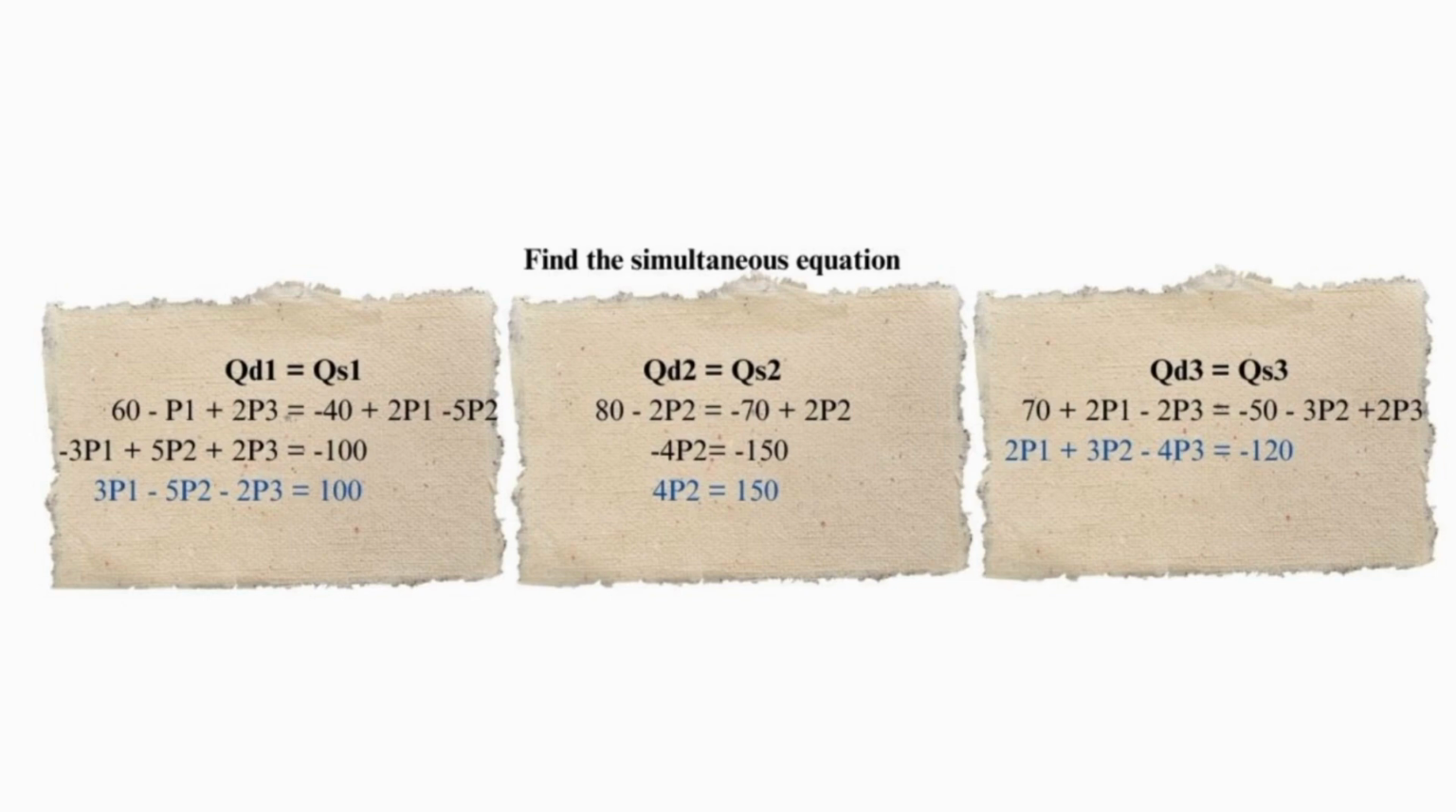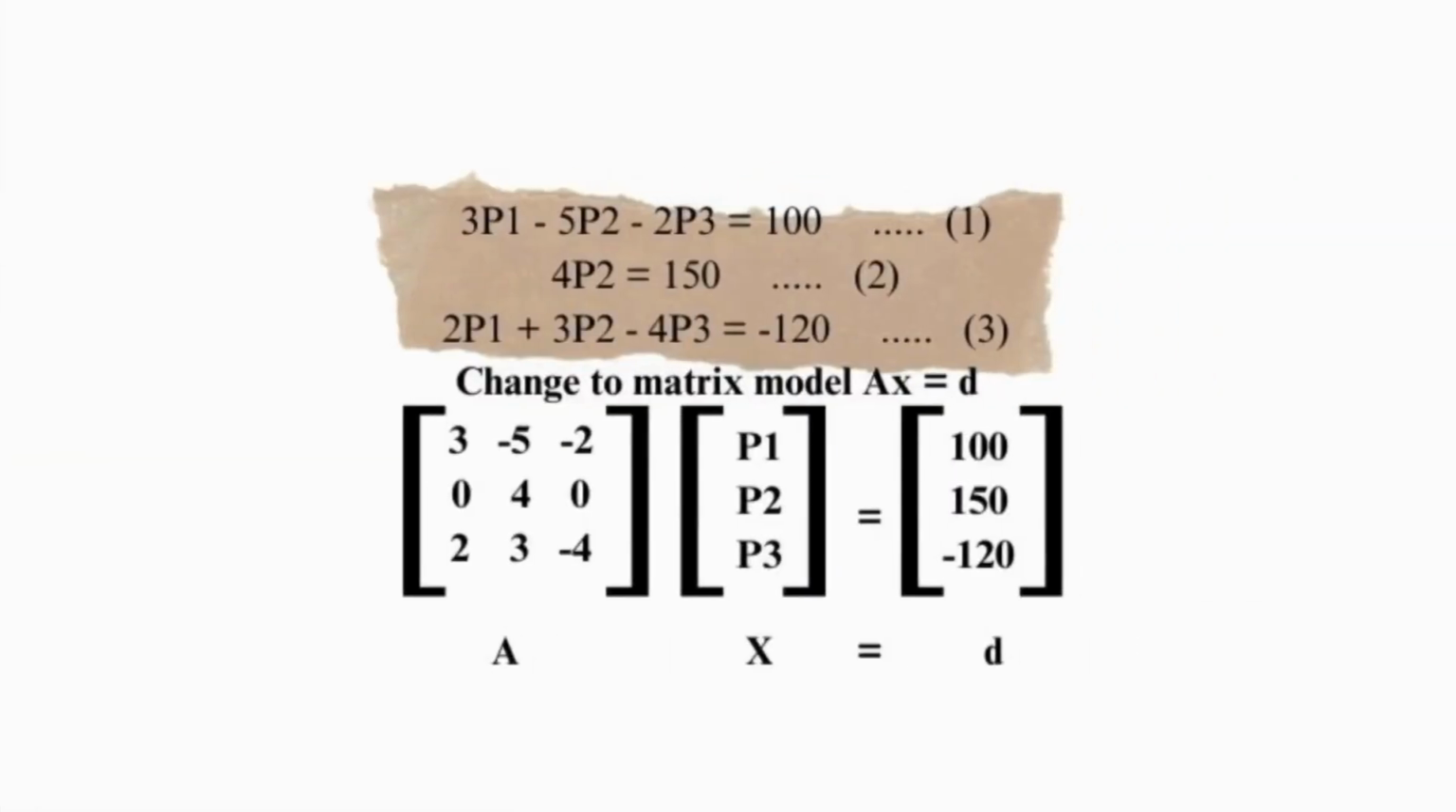The second equation is 4P2 equal to 150, and the third equation is 2P1 plus 3P2 minus 4P3 equal to negative 120. Using all three equations from the simultaneous equations, we need to change the equations into the matrix form, which is AX equal to D.